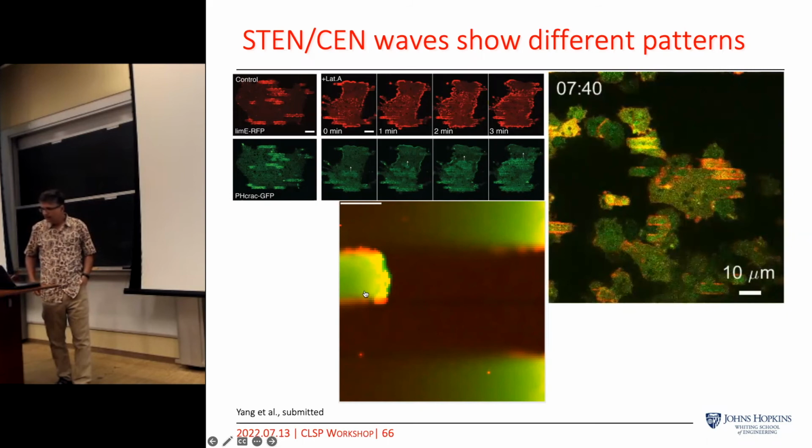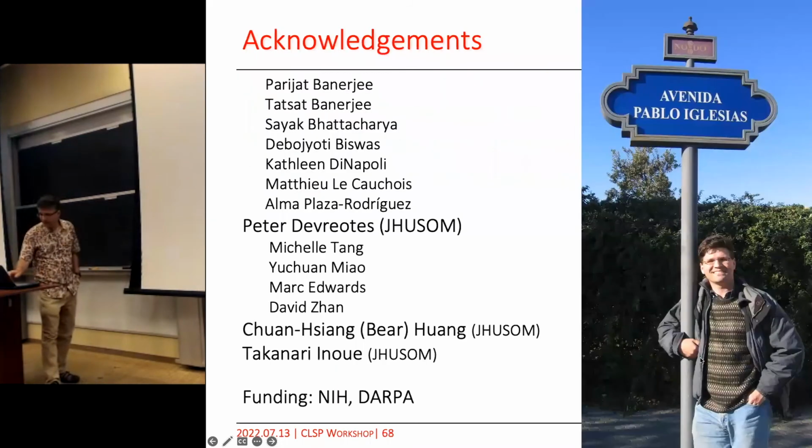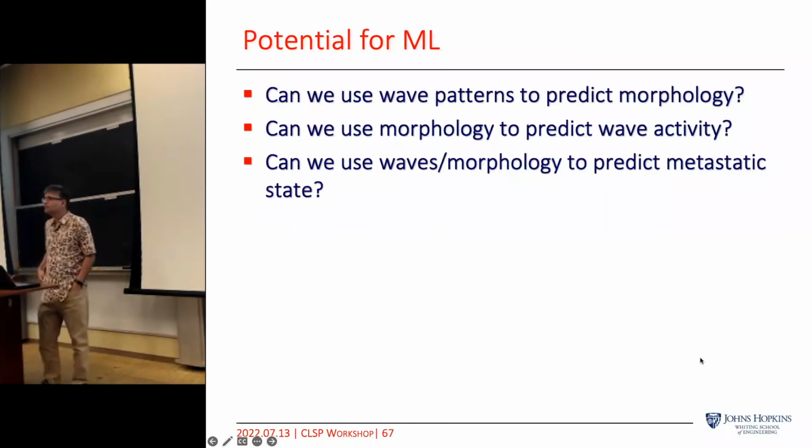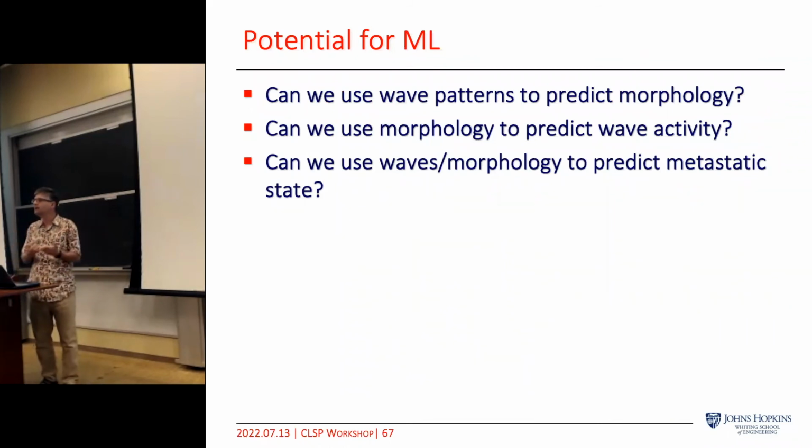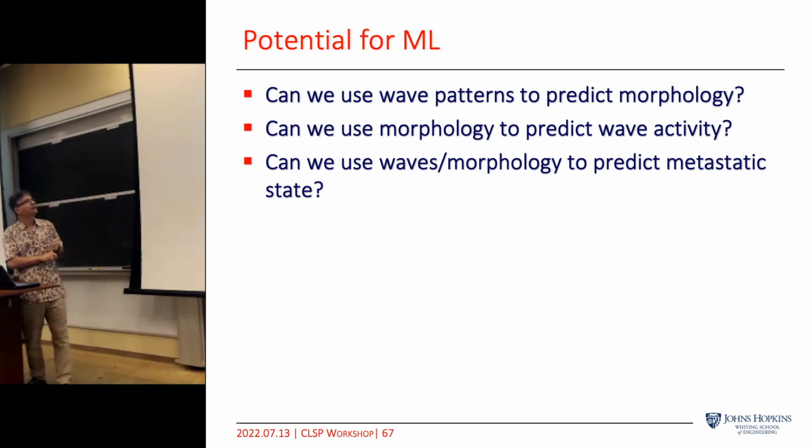I think that I'm going to finish. So my last slide is, one of the things that we're very interested in is this connection between the activity of a wave and shape. The idea that I have is, could we use some sort of machine learning algorithms to use wave patterns to predict what the morphology would look like, or vice versa? If you start thinking in terms of cancer, we've shown that the level of activity is a hallmark of metastatic potential. So could you do this?